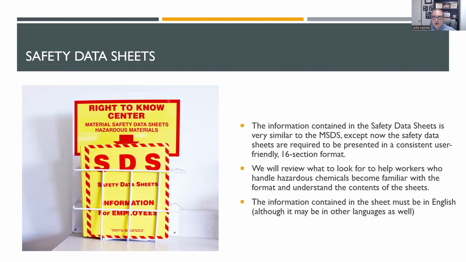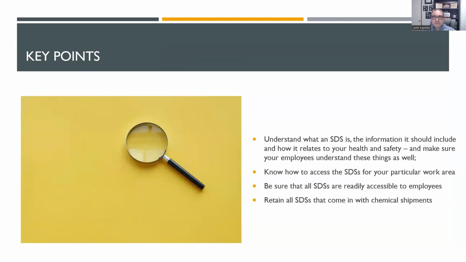Why are we going to review this? Because you must train your workers on this. This should be done on a yearly basis, just like the other topics that we've been covering. That's why we're breaking them down into monthly segments. Understand what an SDS is, the information it should include, and how it relates to your health and safety, and make sure your employees understand these things as well. Know how to access the SDSs for your particular work area. Be sure that all SDSs are readily accessible to employees. Retain all SDSs that come in with chemical shipments.